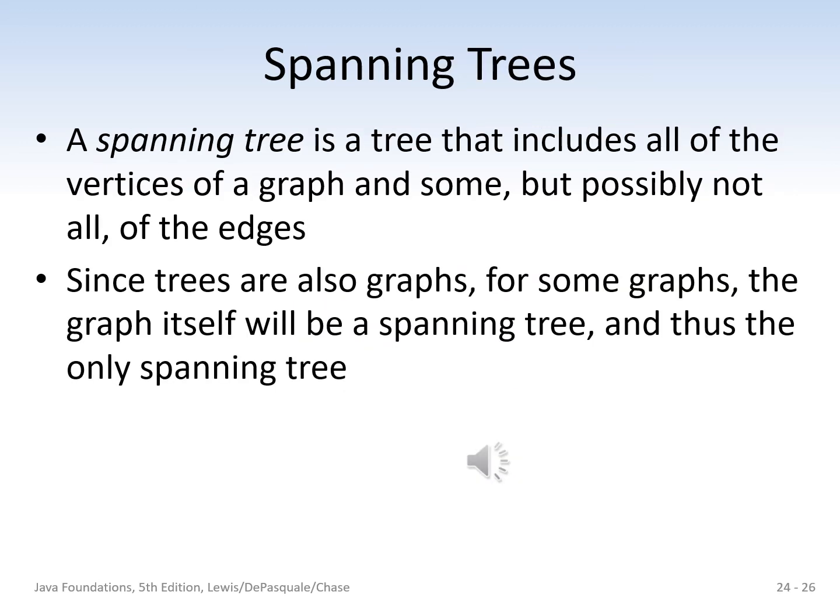A spanning tree includes all the vertices of a graph and possibly all of the edges, but not absolutely. In other words, it may contain all the edges, but it doesn't have to. By definition a spanning tree must include all the vertices. And since trees are also graphs, for some graphs, the graph itself will be a spanning tree, and thus the only spanning tree. Let's take a closer look at this.